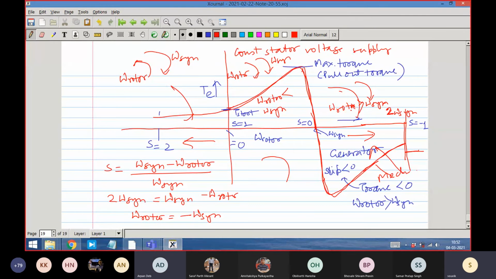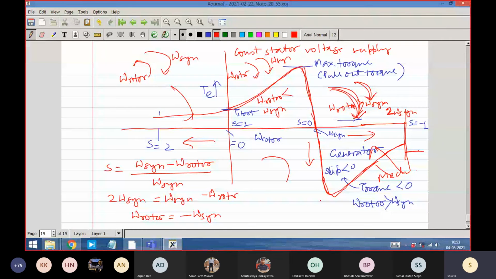Sir, if the rotor is moving in the same direction as the synchronous speed, then how is it a generator? In a generator, the direction of rotation should be opposite to the electromagnetic torque, no? Now the electromagnetic torque is in the same direction as the rotor direction, but the torque produced by the machine, you see, is negative. That means it is going the other direction.